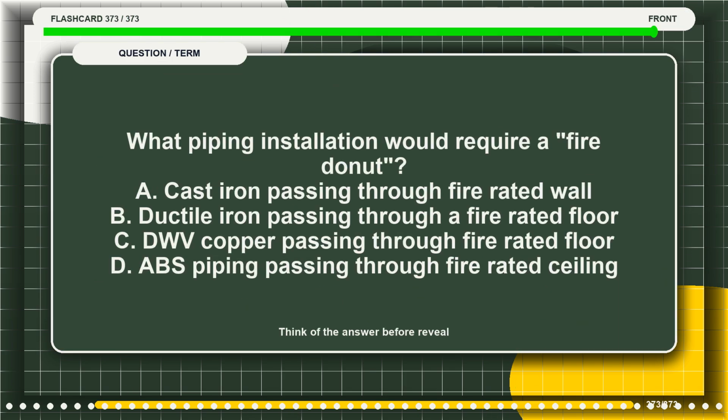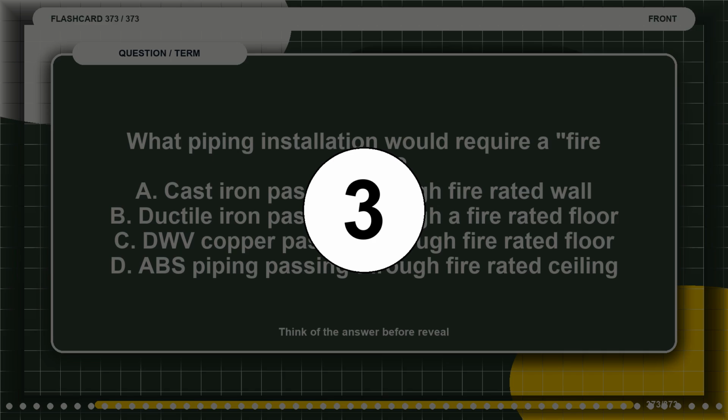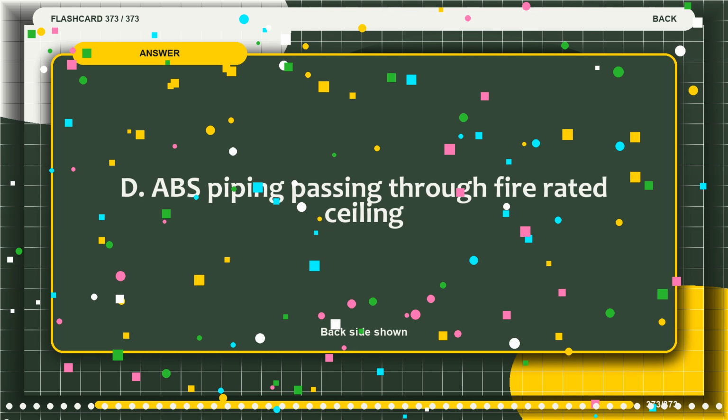Flashcard 373. What piping installation would require a fire donut? A. Cast iron passing through fire-rated wall. B. Ductile iron passing through a fire-rated floor. C. DWV copper passing through fire-rated floor. D. ABS piping passing through fire-rated ceiling. Think of the answer before the reveal. The answer is D. ABS piping passing through fire-rated ceiling.